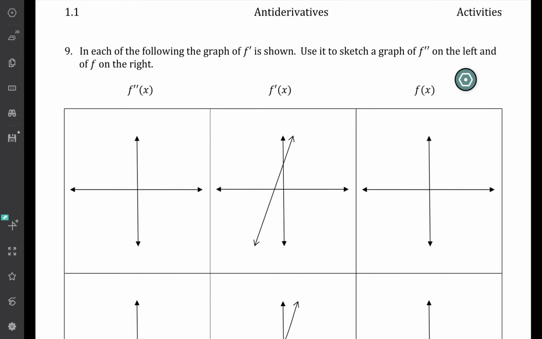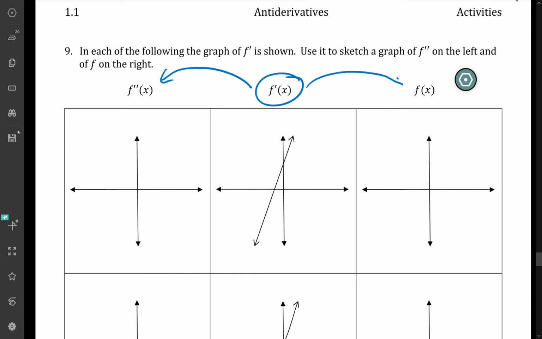Everyone, this is the last part of 1.1. Lots of stuff packed into 1.1 to get us started. This is asking you to sketch, given the graph of a function, in this case we're given the graph of f prime, we want to sketch its derivative, f double prime, and also its antiderivative. So there's a calc 1 part to this, and there's a calc 2 part to this.